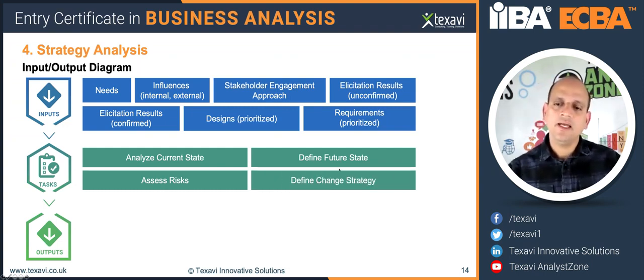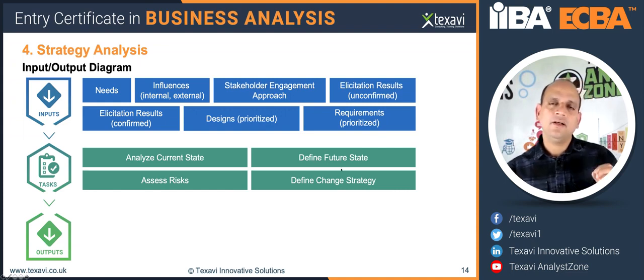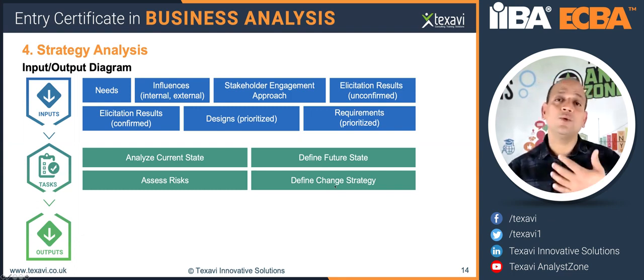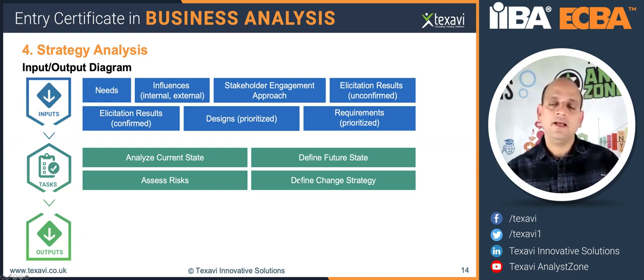So this is the define future state. It's basically like a problem statement of the potential solution, whereas define the change strategies is the approach that we would take to get there. So what needs to be done to get there? Again, it's definition, it's not actually working on that yet.